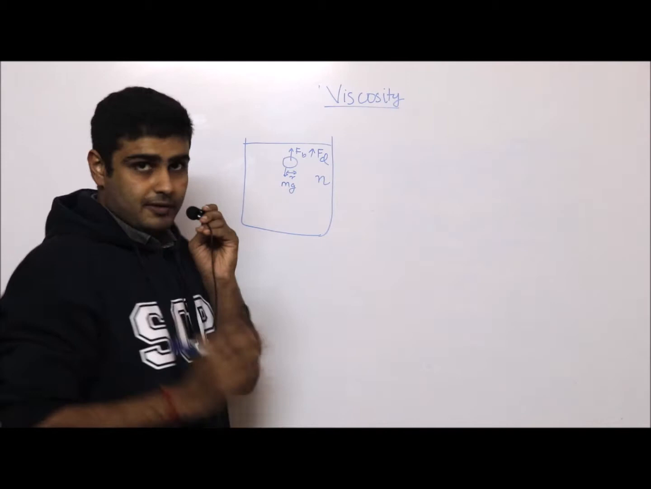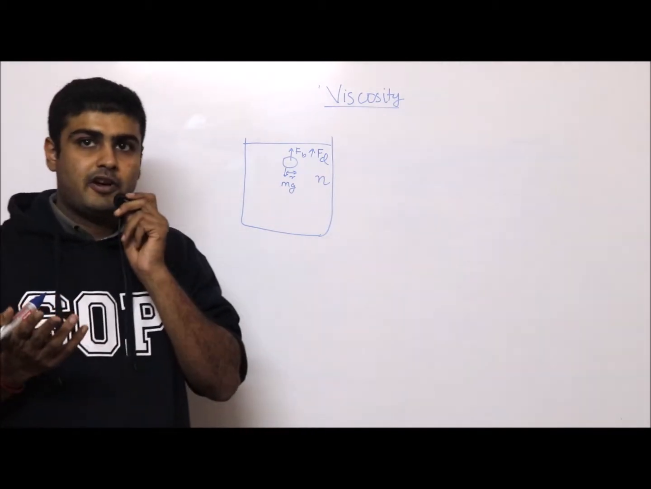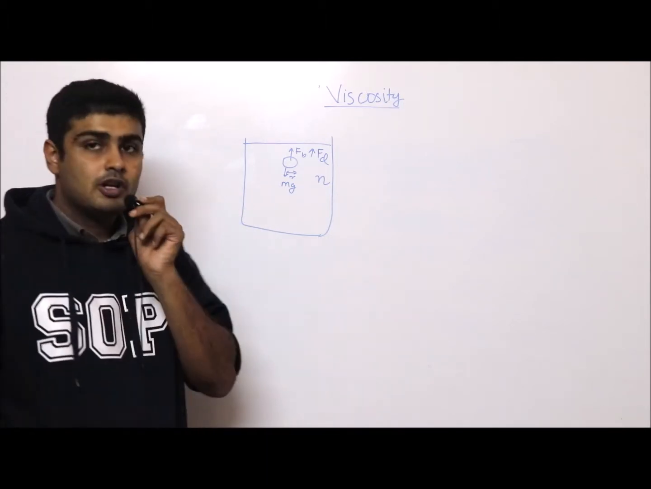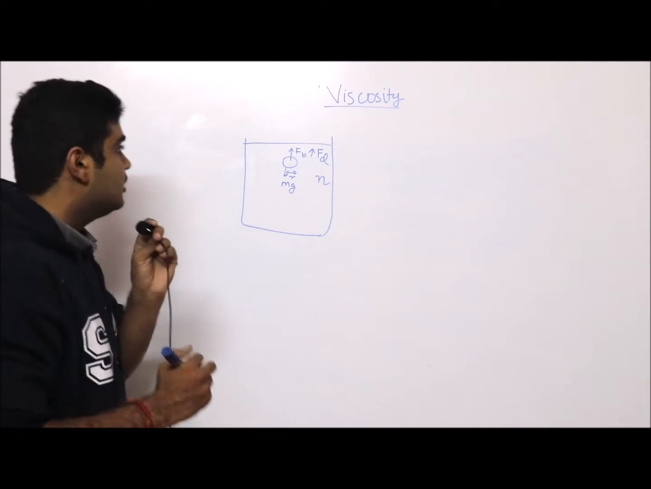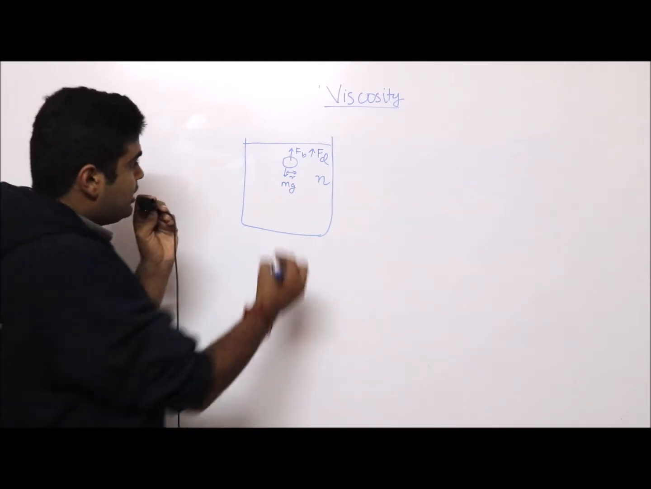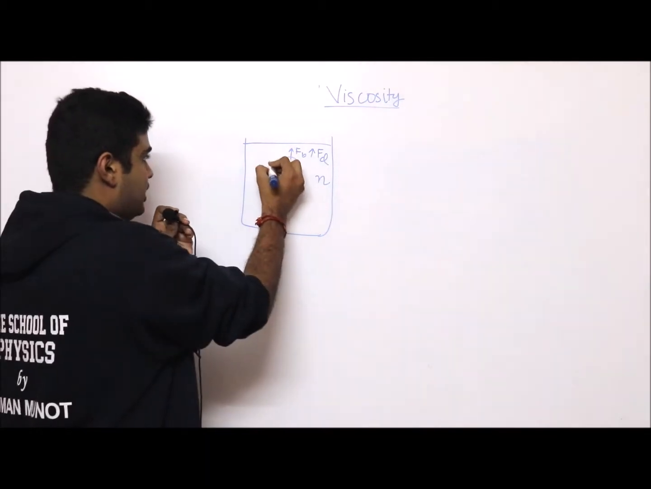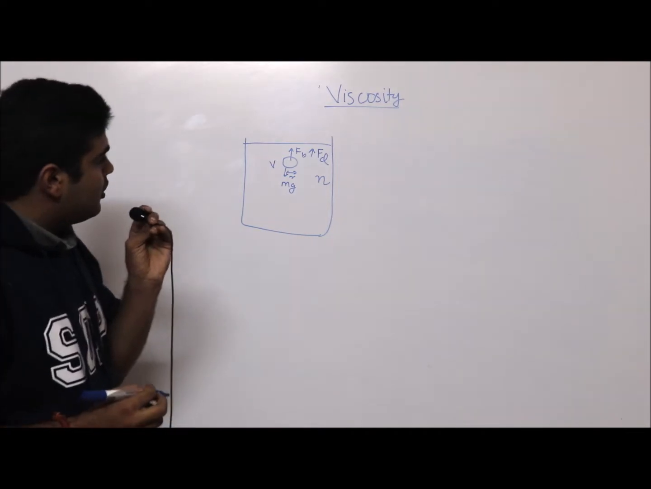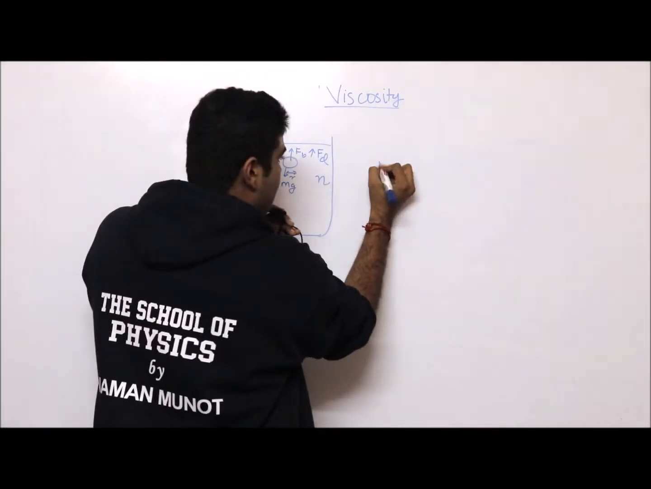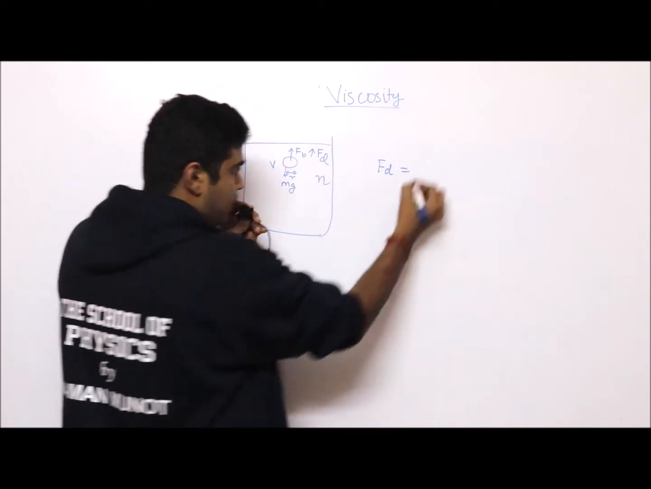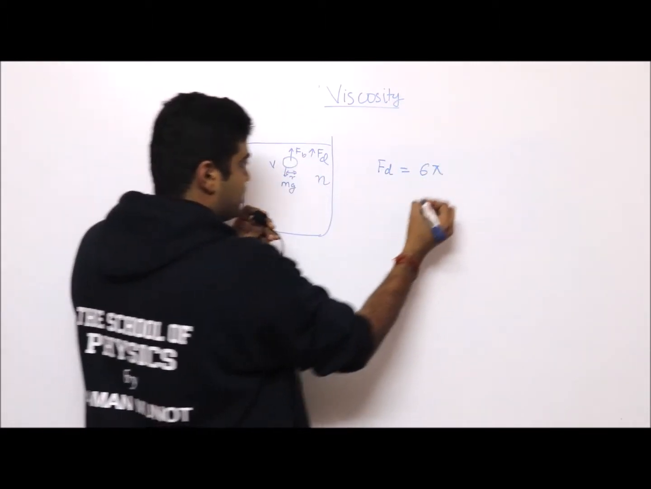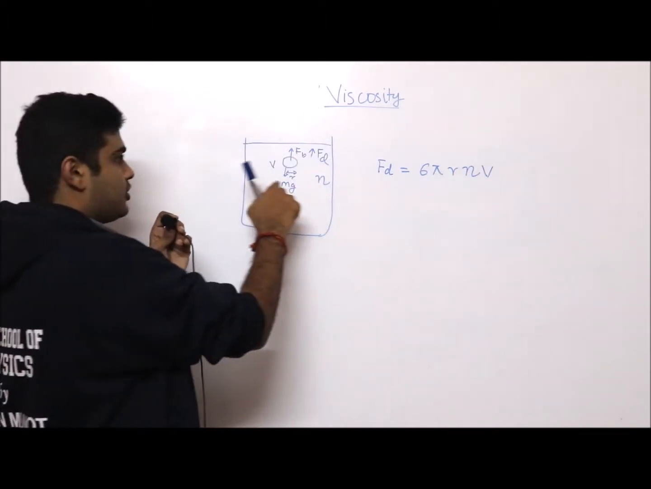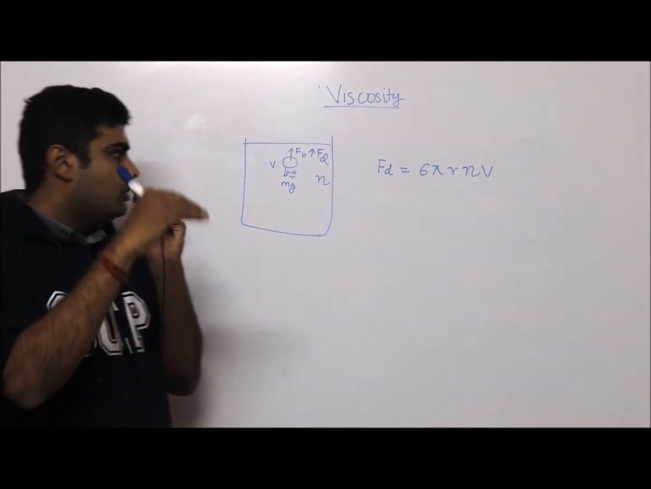Till now in fluid mechanics we have dealt with liquids which are not viscous, like water. Now here the liquid is viscous, so there will be a viscous force or drag force acting upwards. At any point the velocity of this ball falling is v. You will be asked what this drag force is. For this we write 6 pi r n v, where r is the radius of the ball, n is the viscosity and v is the velocity of the ball falling down.